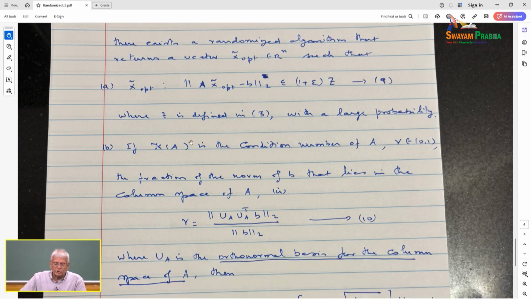There is another way of expressing this result, or another related result. Let kappa be a condition number of A, and we all know what kappa is, which is the ratio of maximum singular value to the minimum singular value of A. Let gamma be a number in between 0 and 1, gamma be the fraction of the norm of B that lies in the column space of A. Let me talk about that now.